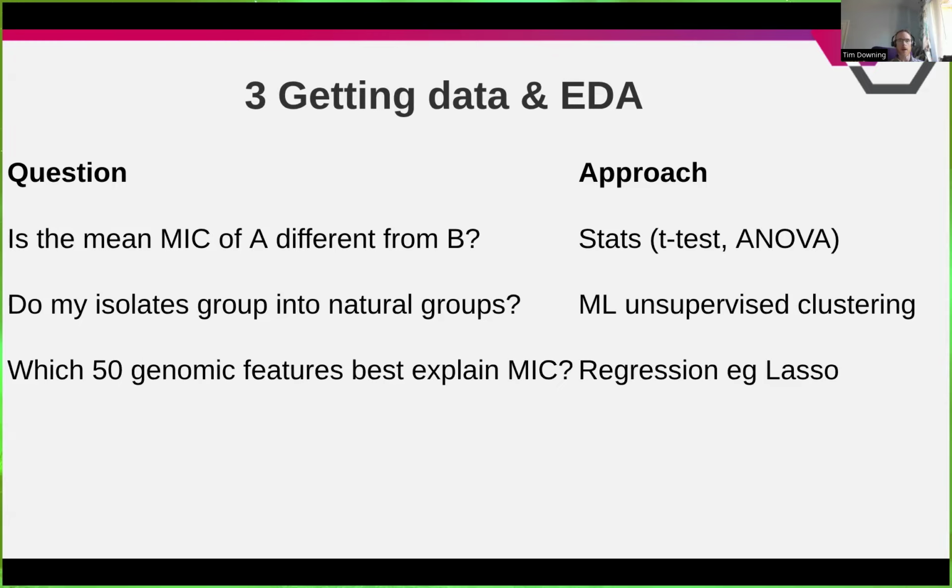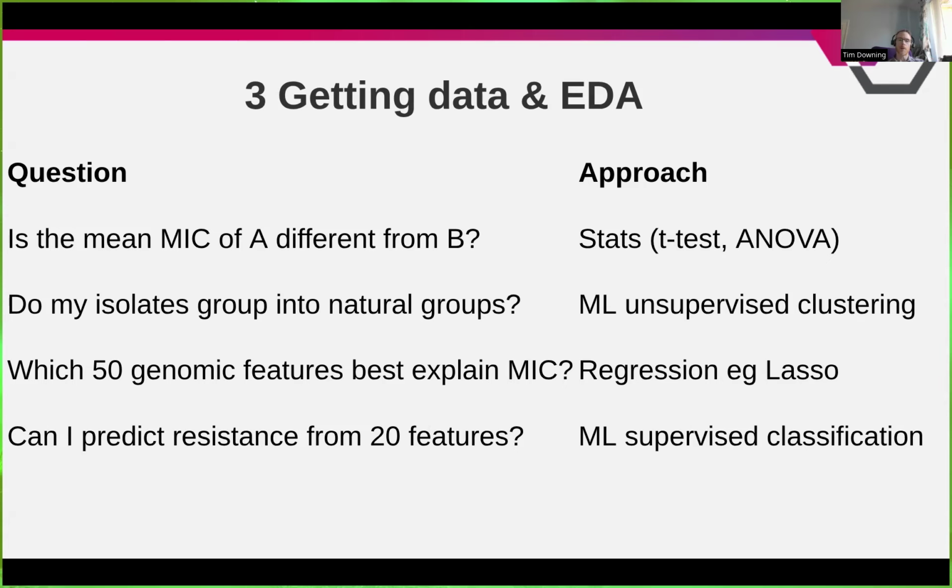If we had a more AI-centered question where we're trying to ask which 50 genomic features best explain the MIC, we might use a form of regression, such as lasso regression. And then if we're asking, for example, can I predict resistance properly from 20 features? We can use machine learning supervised classification for this to see if that actually works effectively.